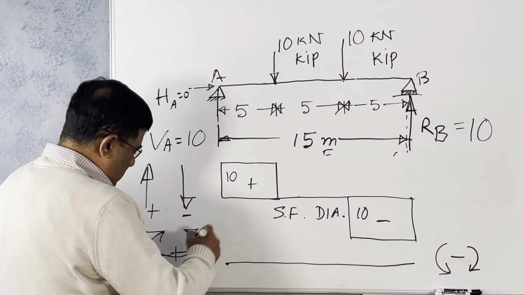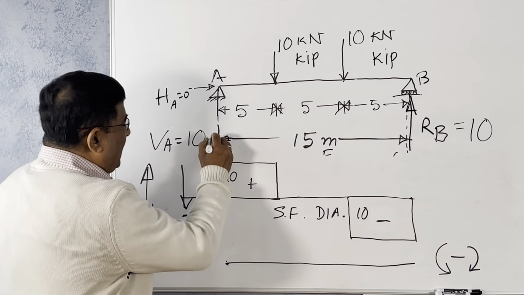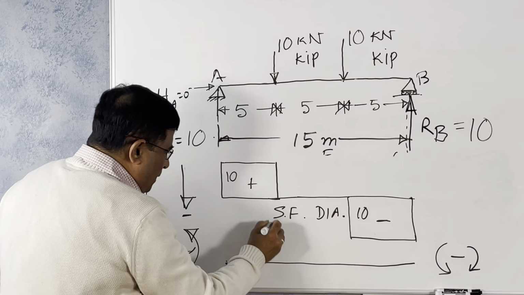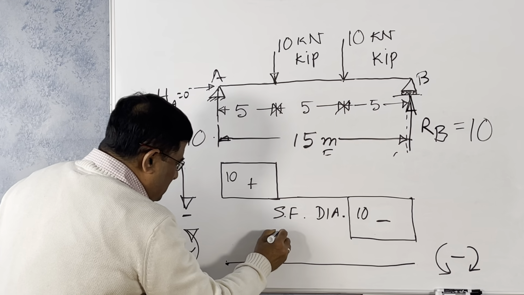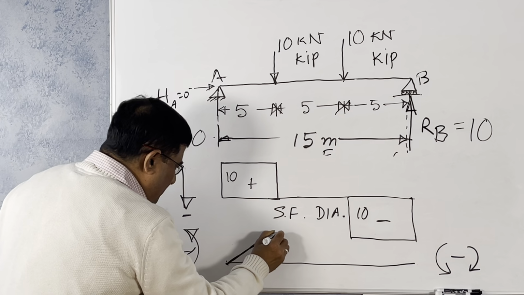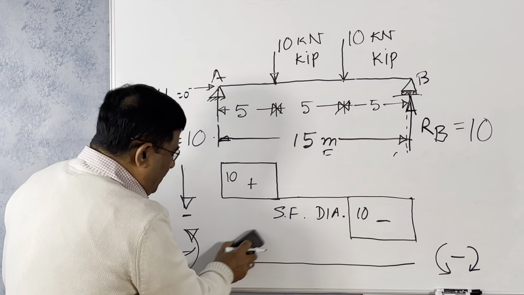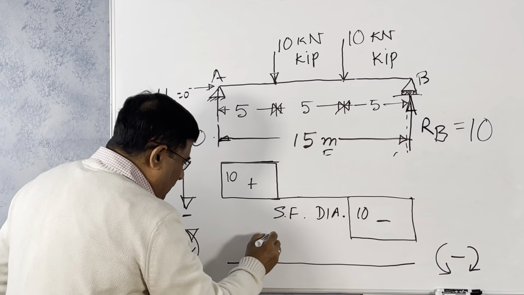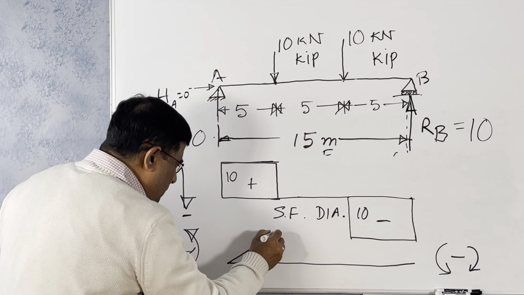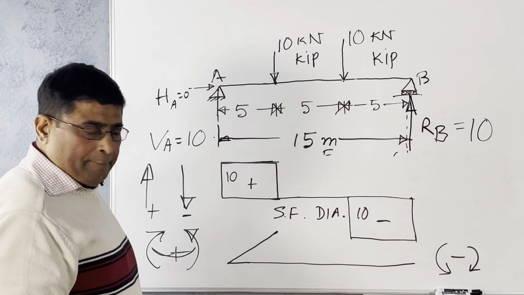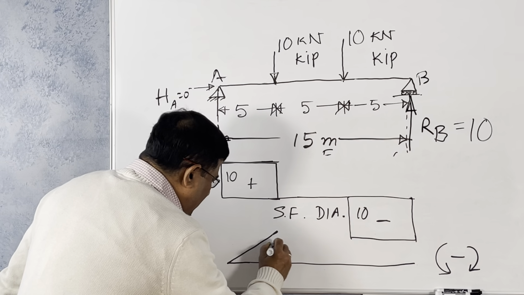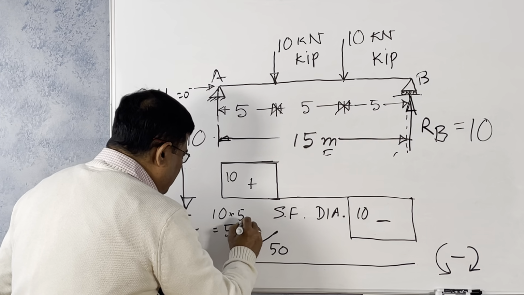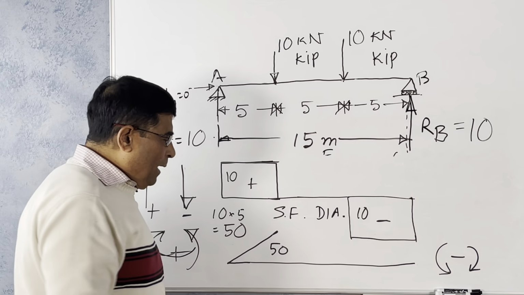So now let us see how much it is. From here it is 10 times 5, 50. Our shear force is linear. Sorry, I apologize, I misspoke. Our shear force is constant, our bending moment is linear. This value is 10 times 5, 50.